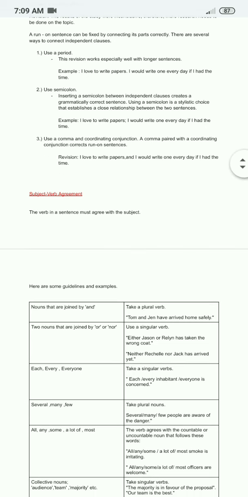A run-on sentence can be fixed by connecting its parts correctly. There are several ways to connect independent clauses. First is to use a period. This revision works especially well with longer sentences. Example: I love to write papers. I would write one every day if I had the time.